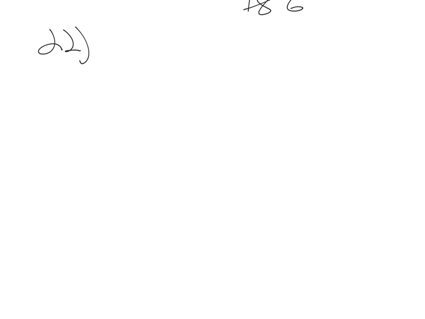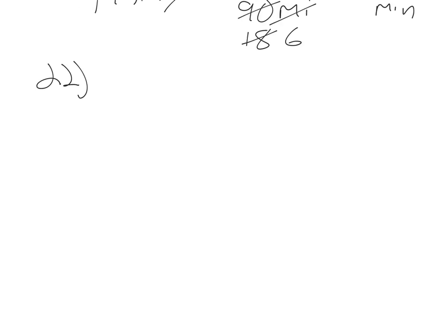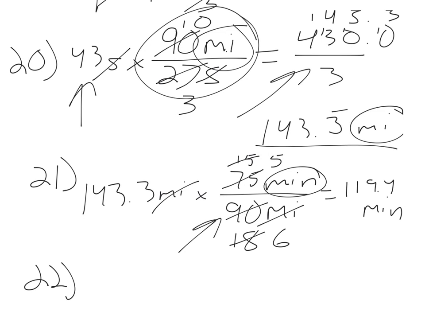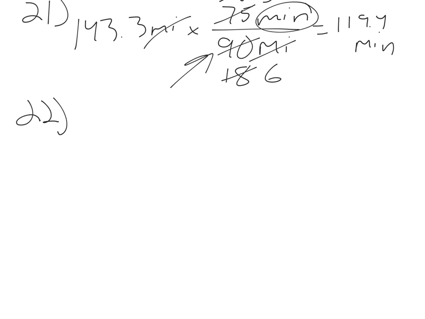22 says, show how you can combine problems 20 and 21 into one big problem. Oh, this is my favorite. Okay, let's go back and look. So I started with 43 seconds and multiplied by this, and whatever I got from there, this answer here, I just went and multiplied by this. You can totally make this one big problem. So 43 seconds. Let's do that first. 43 seconds times, seconds were on bottom. Okay. Miles were on top.